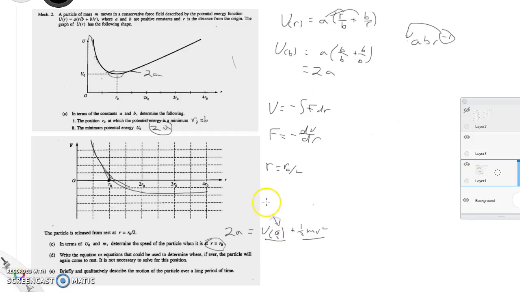So R naught over 2 is just B over 2. So we're going to evaluate this for B over 2. So let's take this right here and evaluate that. A times B over 2 over B plus B over B over 2. This becomes A. So the B's will cancel out, and 1/2 over 1 is just 1/2. B's cancel out here, and then the 1 over 1/2 is 2. So this is 2.5 times A. It's not going to work out for us.